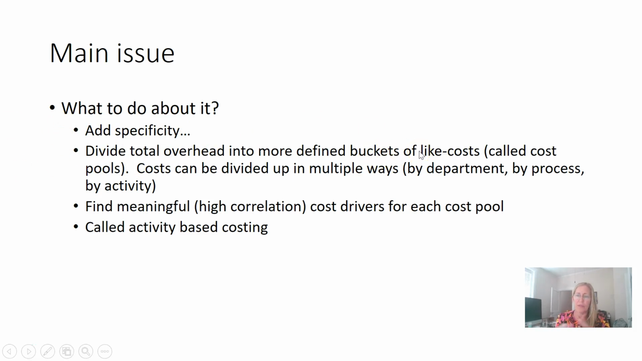And what we do there is we look at the costs and we try to group them into meaningful groups. So we look at like costs, we try to pull them together and create these cost pools. And we can do that in multiple ways. We can do it by department, we can do it by process, we can do it by activity, we can do it by area. Like, the sky's the limit. There's no right or wrong way to set up these cost pools. It's just what's meaningful for you.